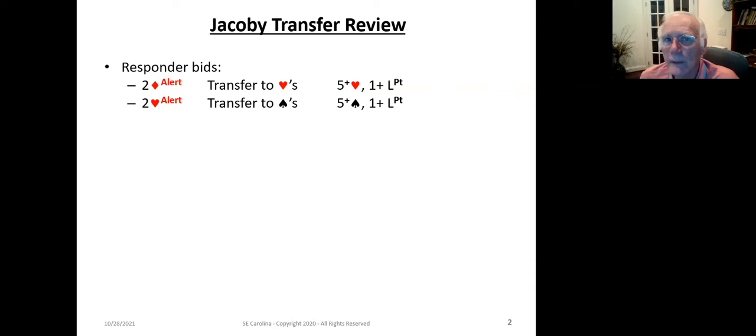The responder is going to use the Jacoby transfer when they have 5+ hearts or 5+ spades. Note that the strength of responder's hand is unknown. They're going to have anywhere from 1 length point to 20 length points. Because of this, the responder is the captain of the hand. Even though the opener is going to be the initiator of the super accept convention, the responder will remain the captain of the hand.